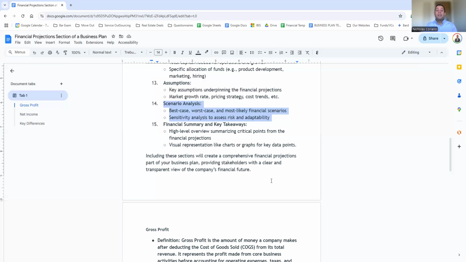Now, in some cases, people say the worst case scenario is zero, right? I die tomorrow and nothing happens, which is probably the most honest worst case scenario. But that's not really what this practice is about.